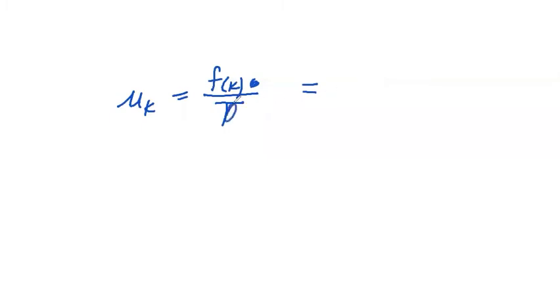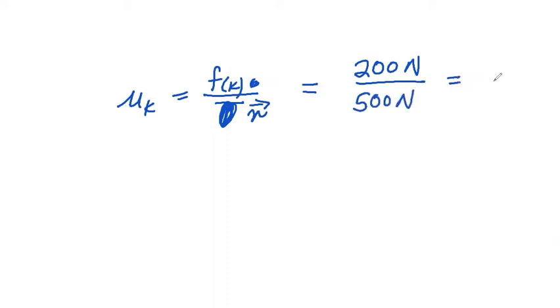I'm sorry, Fk divided by N, my bad, because Fk does equal T. We got 200 newtons divided by N, which was 500 newtons. And we're going to get mu k equal to 0.40. Once again, a unitless quantity.